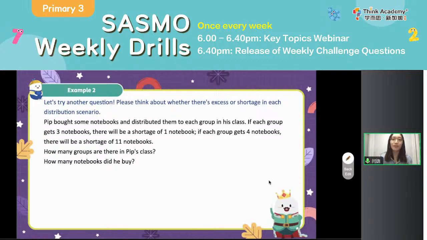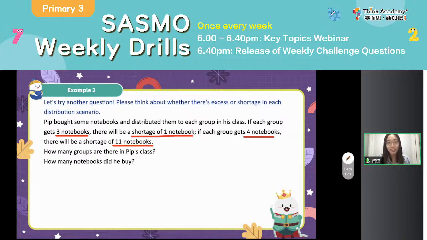Let's try another question. Please think about whether there's excess or shortage in each distribution scenario. Okay, let's read the question. And again, everyone take out your pencil to underline the keywords, okay? Ready? Pip bought some notebooks and distributed them to each group in his class. If each group gets 3 notebooks, there will be a shortage of 1 notebook. If each group gets 4 notebooks, there will be a shortage of 11 notebooks.